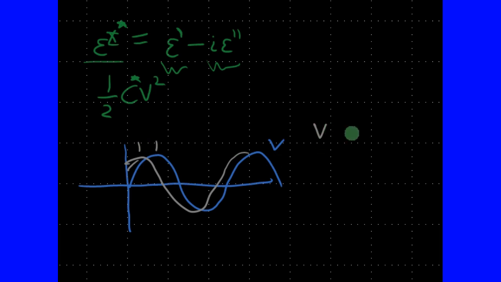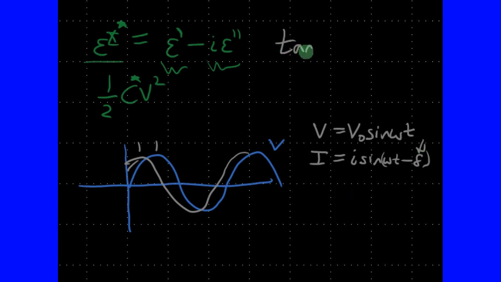So if the voltage was written like this, the resulting current, we'll call that I, would be minus this delta. And I basically said this in another lecture, but I'd never proved it. So today I'm going to prove it to you that this delta here is the same as tan delta prime, which is equal to the imaginary part divided by the real part of the permittivity. So I'm going to prove that to you right now.